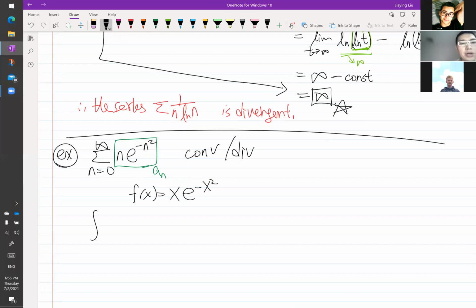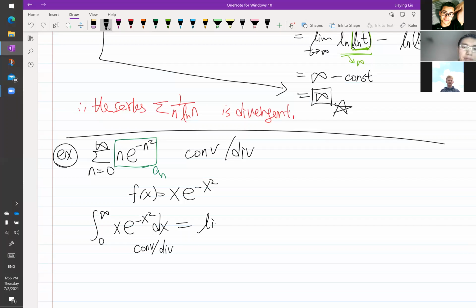So I want to know if the series is convergent. I'm going to consider this integral first, which is from 0 to infinity, f of x, which is x e to the minus x squared, dx. I want to know if this is convergent or divergent. Well, to do that, again, this is a type 1 improper integral.